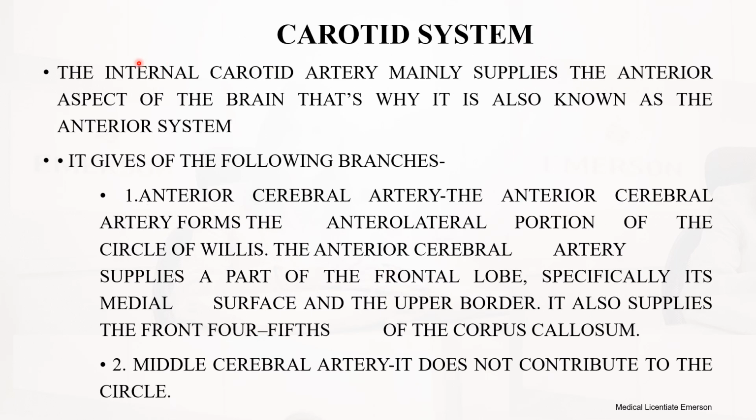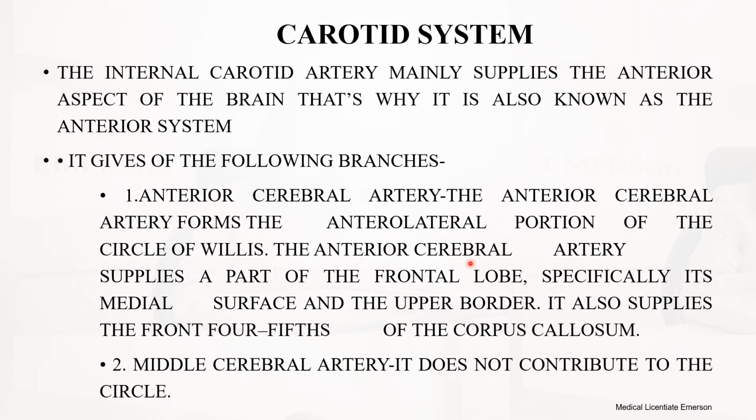Then let's go to the carotid system. The internal carotid artery mainly supplies the anterior aspect of the brain. That's why it is also known as the anterior system. It gives the following branches. Number one, the anterior cerebral arteries. The anterior cerebral arteries form the anterolateral portion of the circle of Willis.